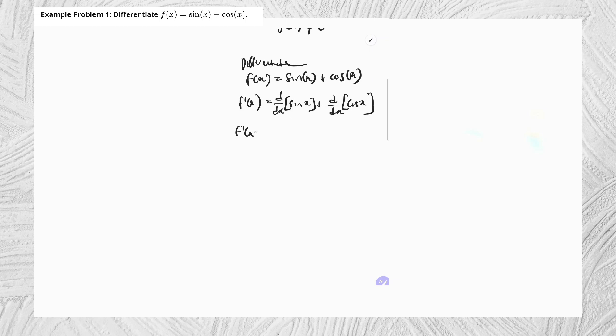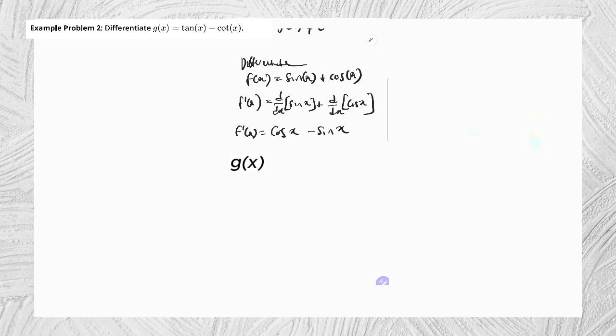Now, moving on to derivatives of trigonometric functions. Here we are asked to differentiate f of x equals sine x plus cos x. And all we have to do is differentiate each term using the basic derivatives of sine and cosine. So when you find d dx of sine x, you get cos x, and when you find d dx of cos x, you get minus sine x. So your final answer is cos x minus sine x.